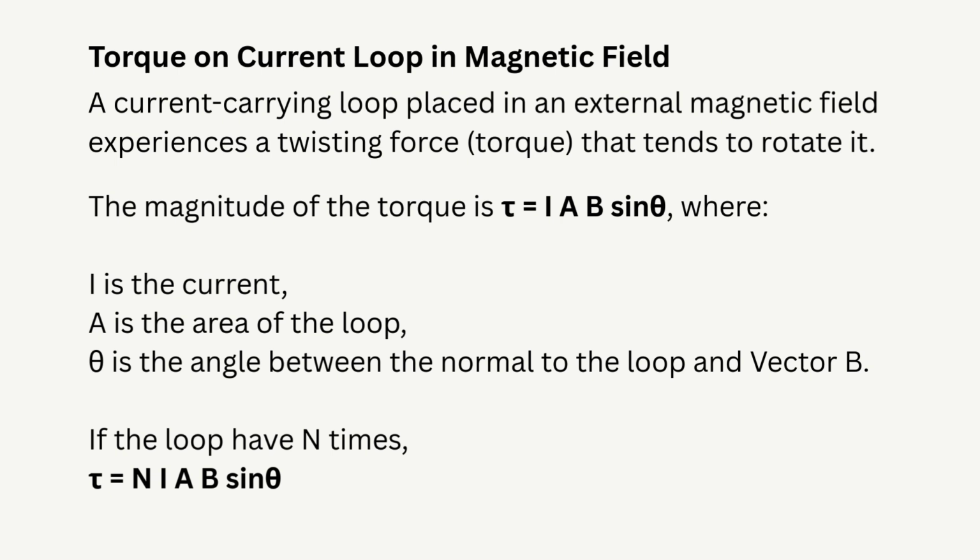Torque on current loop in magnetic field. A current-carrying loop placed in an external magnetic field experiences a twisting force, torque, that tends to rotate it. The magnitude of the torque is tau equals IAB sin theta, where I is the current, A is the area of the loop, theta is the angle between the normal to the loop and vector B. If the loop has N turns, torque equals NIAB sin theta.